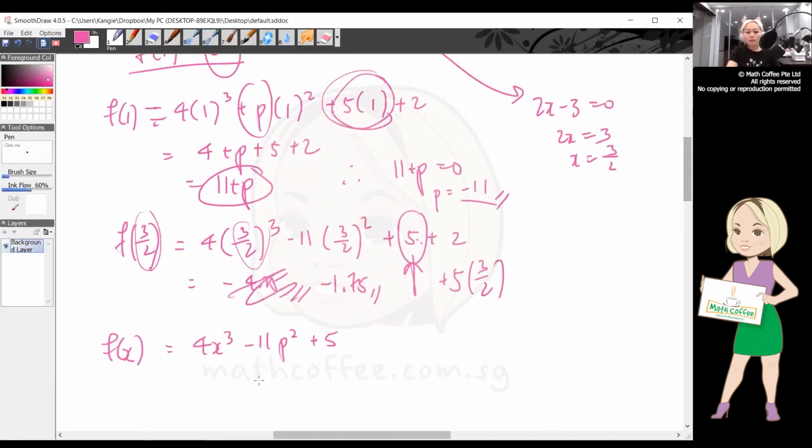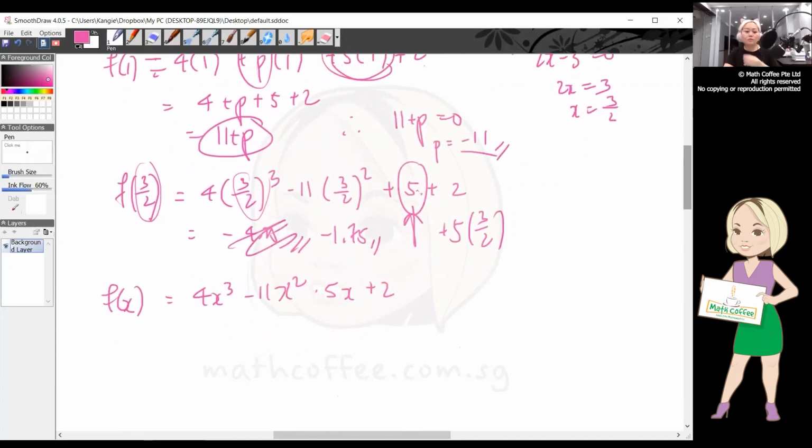Okay, let's move on. So this one is 5x because I want to write 5x. But then notice, why this one 5? Okay, plus 2. Or this one, I know what I mean. Or you are referring to this one. Okay, good, also true. So it's like that. So minus 11x squared plus 5x plus 2. So this is my f(x).